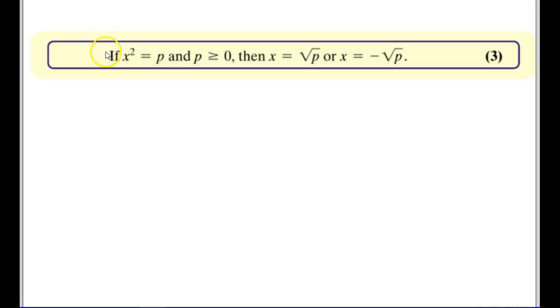Okay, here's something we're really going to keep in mind. If I've got x squared equals p, when I take the square root of p, I always have a positive and a negative. This will come into play a lot later on, but for now just remember, when I take the square root I have plus or minus.